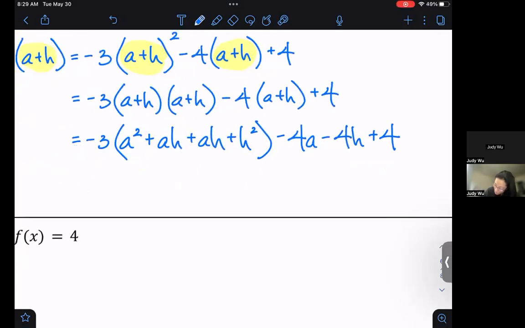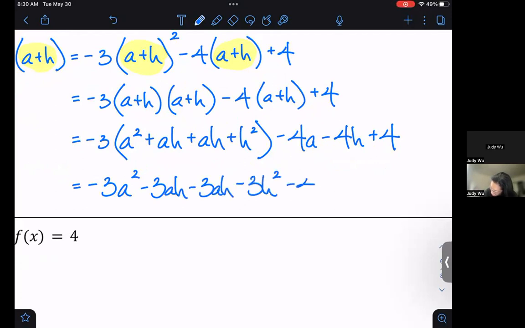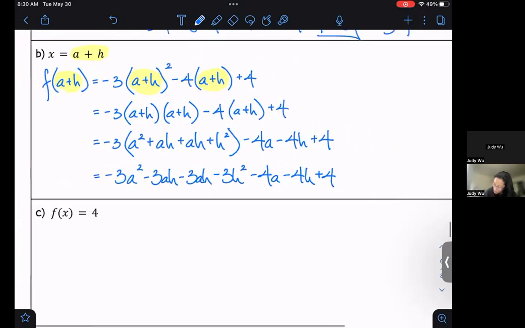All right, let's go ahead and distribute this -3. We've got -3a squared minus 3ah minus 3ah minus 3h squared minus 4a minus 4h plus 4. Whew, that's a lot.